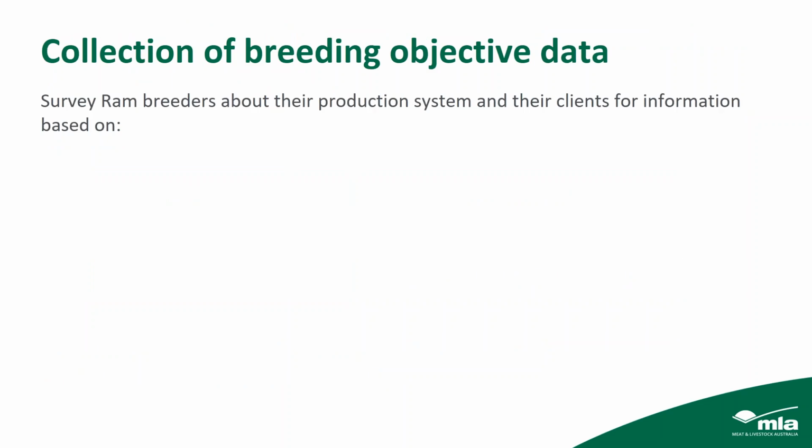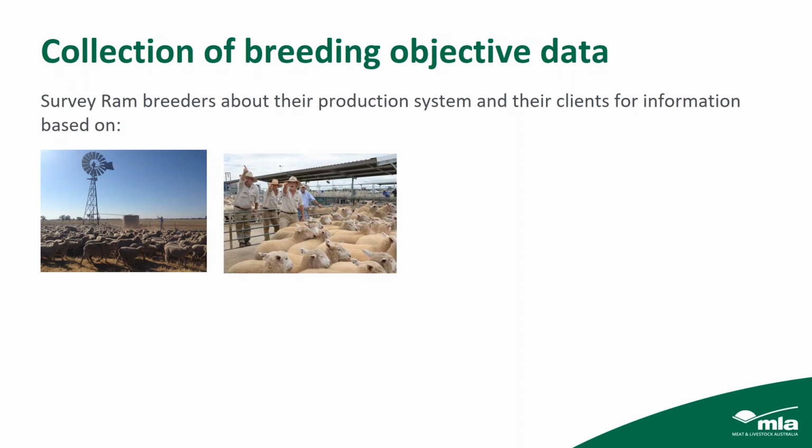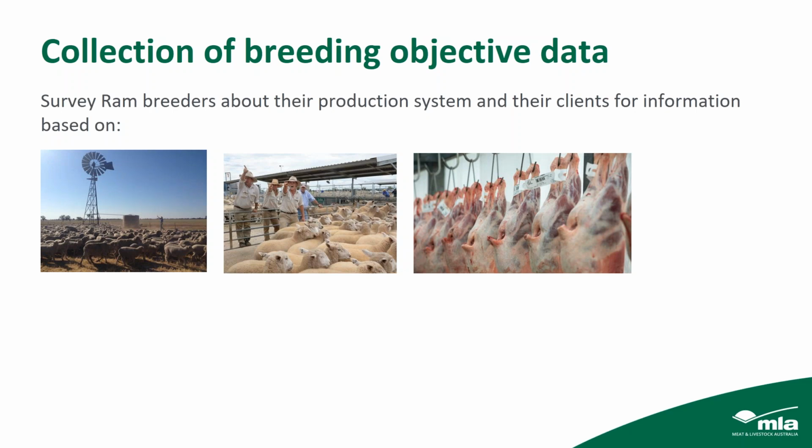So we collect information through surveys from our ram breeders based on their production system and the production system of the clients that they sell to. So we want to know things about their breeding flock and your commercial breeding flock. So we ask questions in relation to their conception percentages, their weaning percentages, their scanning percentages. And then the next thing we think about is their sale. So what's the sale weight of the animals? What's the sale price of the animals? And then further down the supply chain, we're thinking about the carcass traits of the animals. So what's the carcass weight of those animals? What's the average carcass price that they've been receiving?